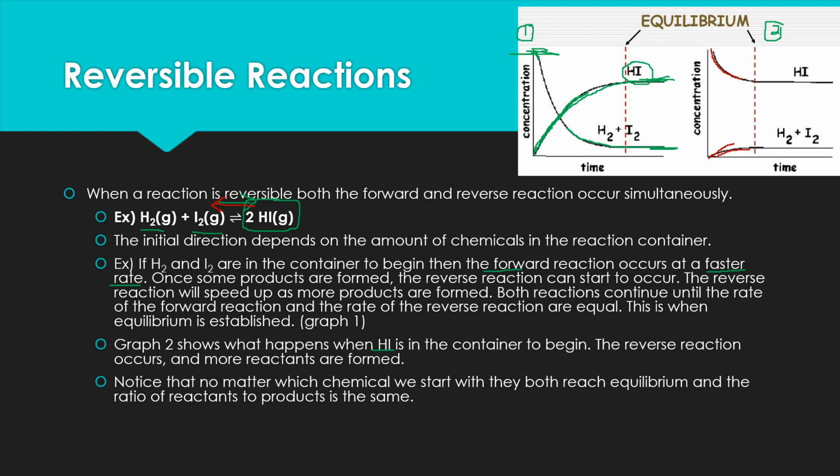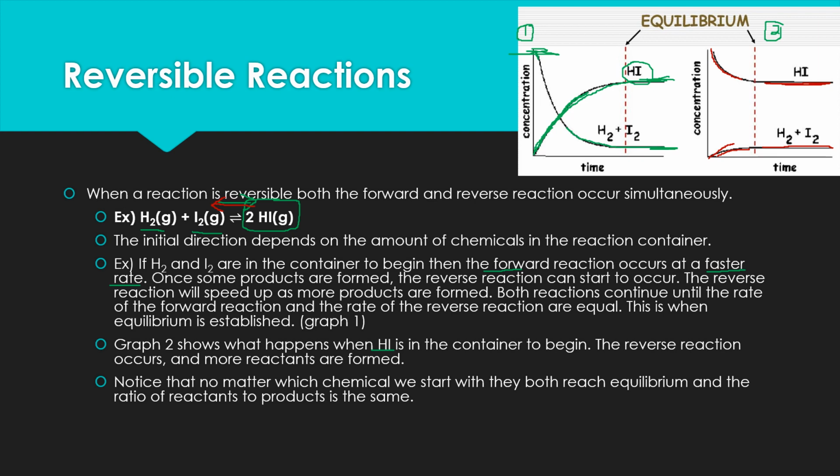Now, no matter which chemical we start with, they both reach equilibrium. We can see that the second reaction, graph 2, still reaches that horizontal line. So that same slope for both lines, that's when they've reached equilibrium, and the ratio of reactants and products is the same.